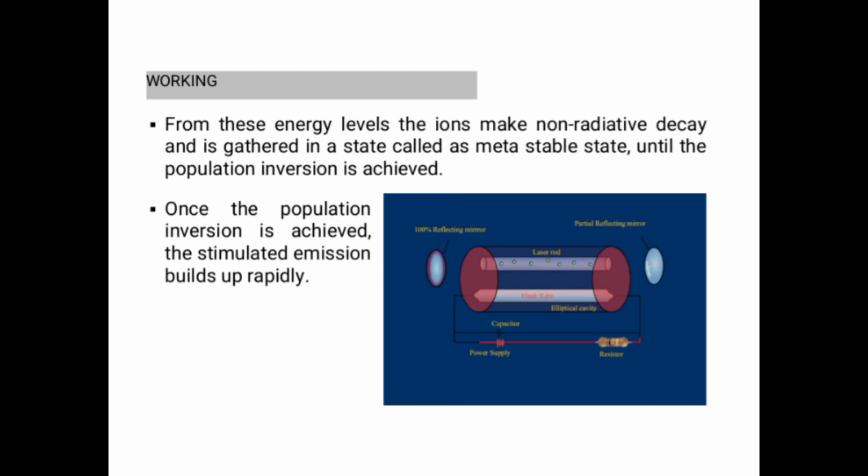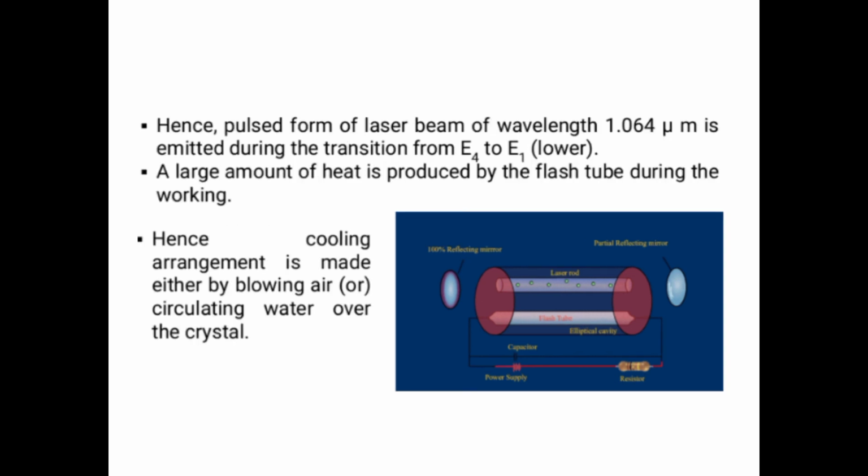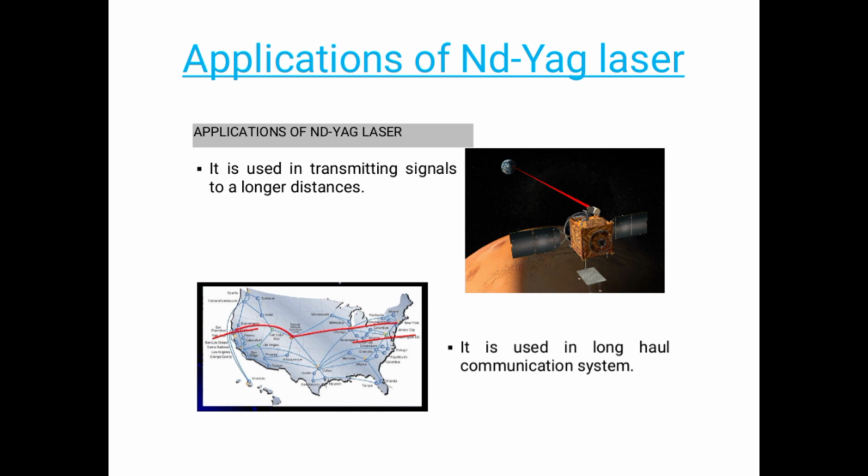Once population inversion is achieved, stimulated emission builds up rapidly. Hence, a pulsed laser beam of wavelength 1.064 micrometer is emitted during the transition from E4 to E1. A large amount of heat is produced by the flash tube during working. Hence, a cooling arrangement is made, either by blowing air or circulating water over the crystal.